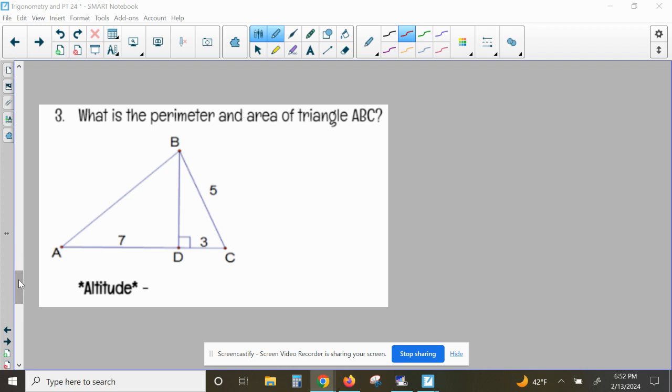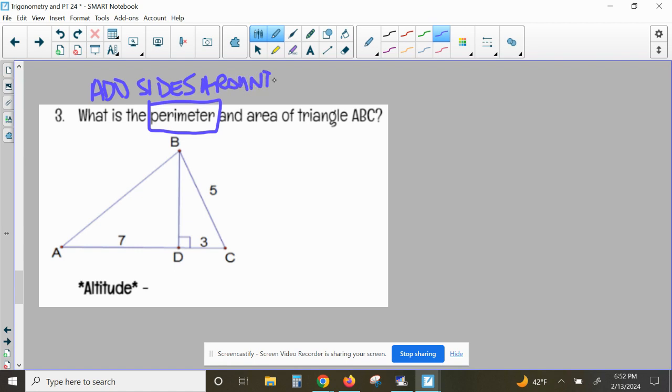This is number 3 in your Pythagorean theorem foldable. So we're asked to find the perimeter and the area. So we have to do two different things for this shape. The first one is perimeter. Remember, for perimeter, you add all the sides around. So you've got to go around the outside of your figure and add up all of the sides.